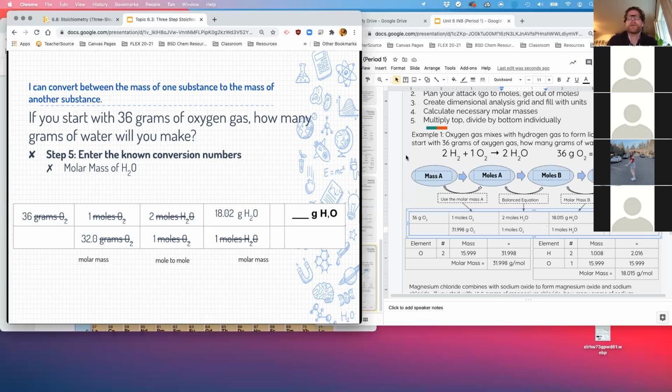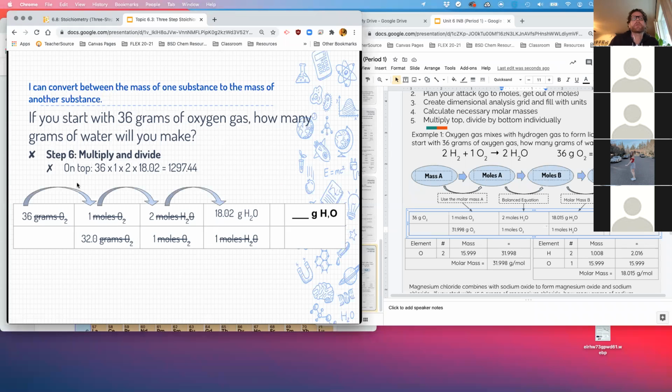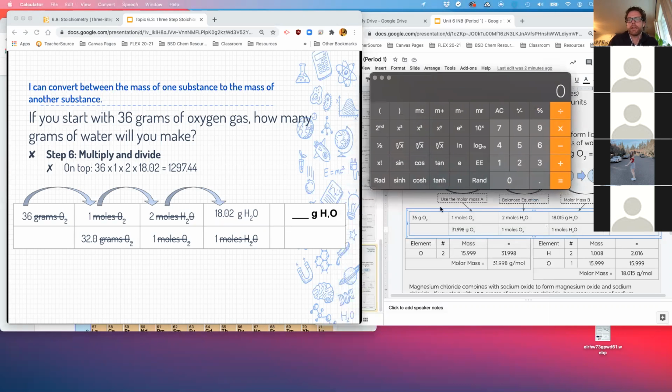All right, the last step is the math step. Basically what I'm going to do is multiply everything on top. So 36 times 1 times 2 times 18.015. I'm going to do that first, okay? And when I do that, I need to press enter at the end. So watch how I use the calculator here. I'm going to say 36 times 1 times 2 times 18.015, enter. You have to press the enter button at the end of it, okay?